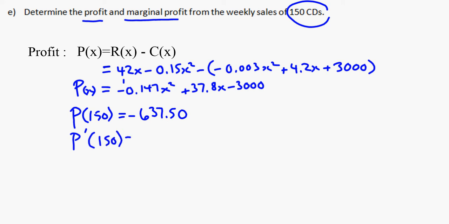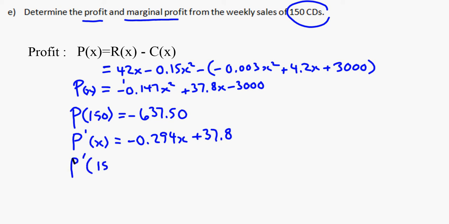I will also do it for P prime because it wants the marginal. Marginal means take that derivative, find the instantaneous rate of change here. Before I do that, I need to actually find P prime of x. If I take the derivative here, it will be negative 0.294x, again bringing that down using the power rule, plus 37.8. Then I can plug in 150. When I do that, I get negative 6.30.